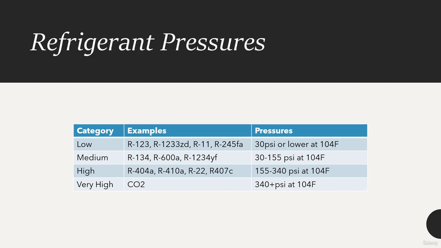Medium pressure refrigerants are R134, commonly used in refrigeration applications and in vehicle air conditioning, R600A, which is isobutane, and R1234YF, commonly used in Europe, but it's making its way to the US. They operate at 30 to 155 psi at 104 degrees Fahrenheit. High pressure refrigerants include R404A, R410A, R22, R407C, and operate at 155 to 340 psi at 104. Very high pressure refrigerants, or CO2, carbon dioxide, are 340 plus psi at 104 degrees.